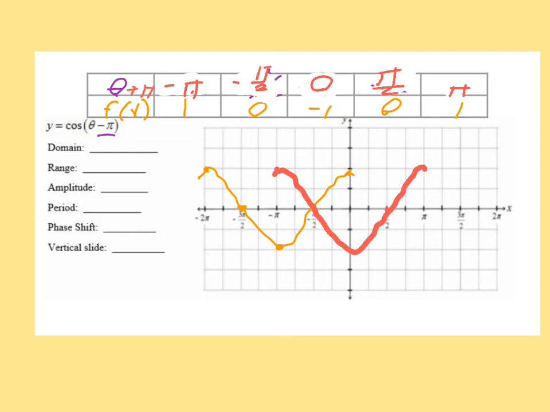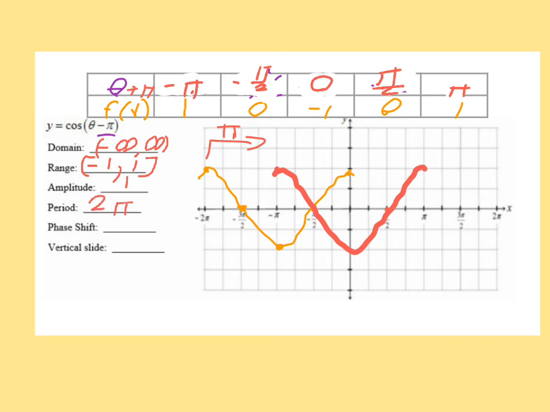Same curvature, just that everything got moved pi units to the right. So my domain is still going to be negative infinity to positive infinity. My range is still going to be negative 1 to 1, all inclusive. My amplitude is still going to be 1. My period is still going to be 2 pi.